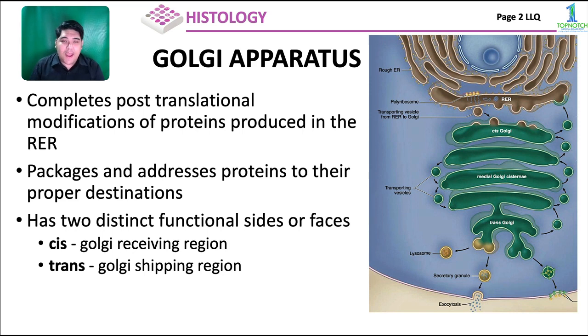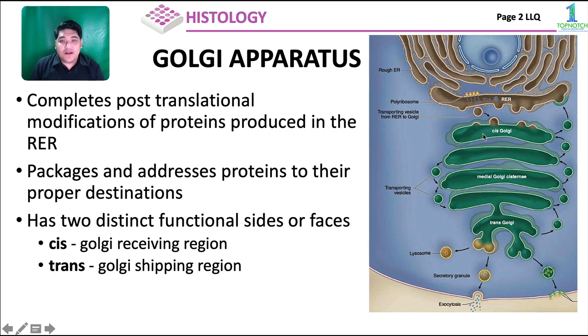Next is your Golgi apparatus. It completes your post-translational modification of proteins produced in your RER. Anong ginagawa niya? It packages and addresses proteins to their proper destination. Kaya kung mapapansin nyo, yung Golgi apparatus nyo, two-face yan. Dalawa ang kanyang mukha, no? You have your cis and your trans.